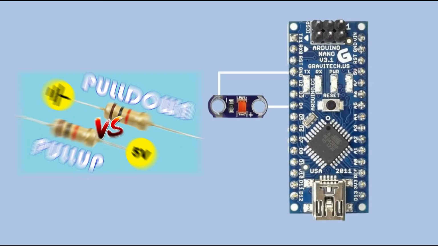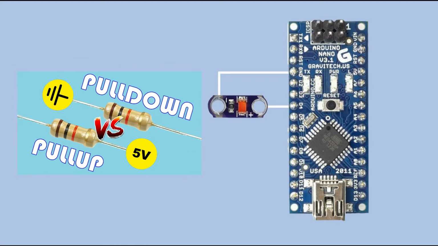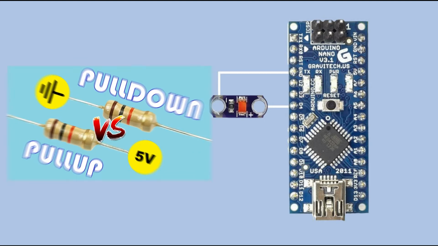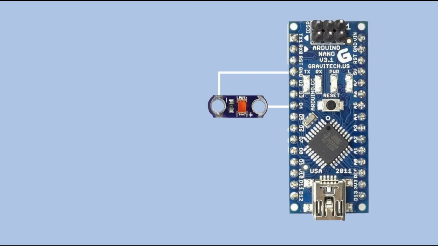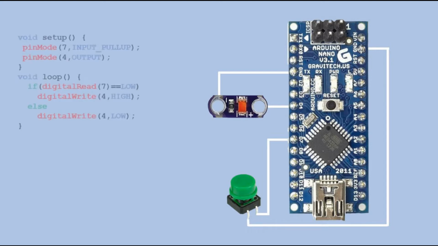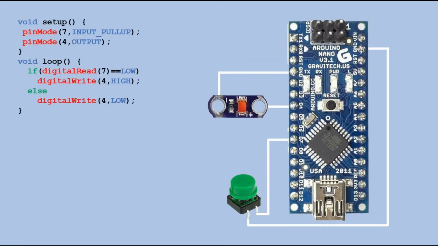In my last video about pull-up and pull-down resistors, I had a similar setup, so I will use it here. The push button will be connected to digital pin 7 on one side and to the ground on the other. We do not have to use external pull-up resistor as we would activate the internal pull-up resistor on digital pin D7 with the use of pinMode command with the INPUT_PULLUP attribute.